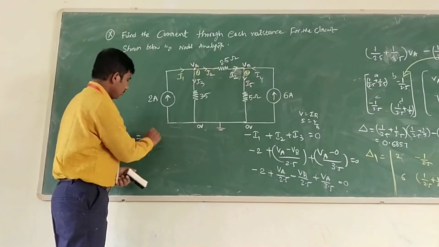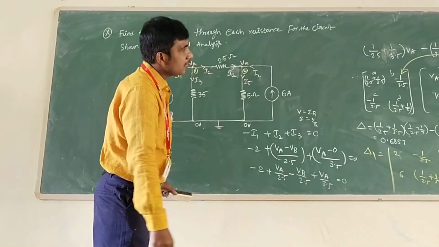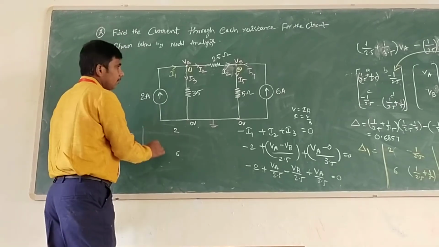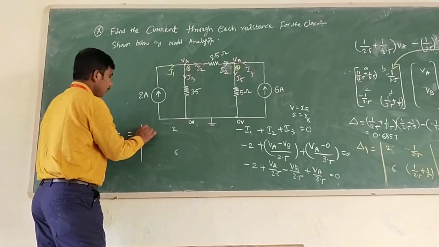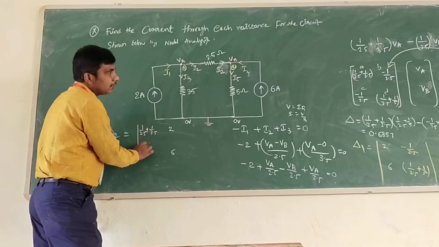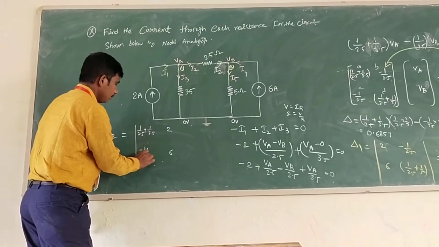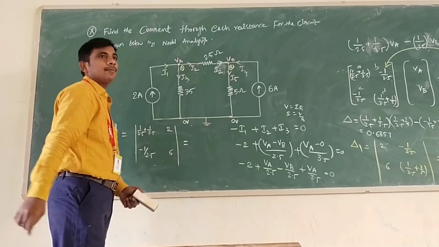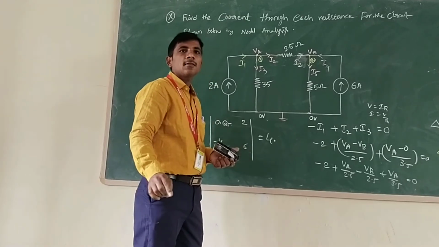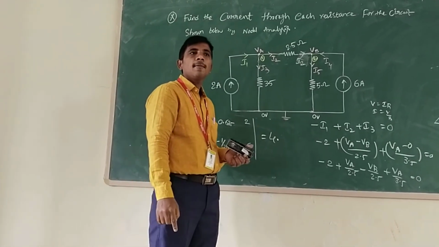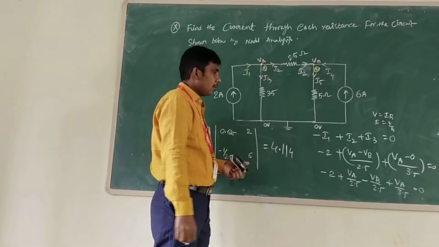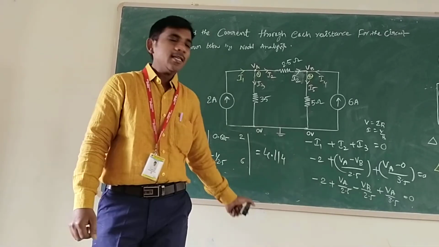Delta 2 is 2 6 minus 1 by 2.5 plus 1 by 3.5, 1 by 3.5 minus 1 by 2.5. Find out this answer. Minus. It's a 4.114. Something, sir, final answer.